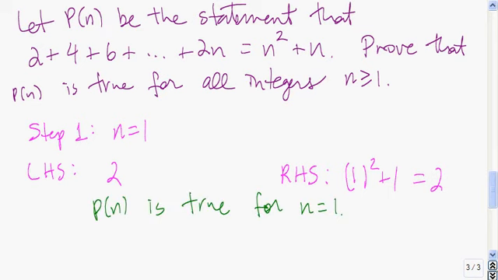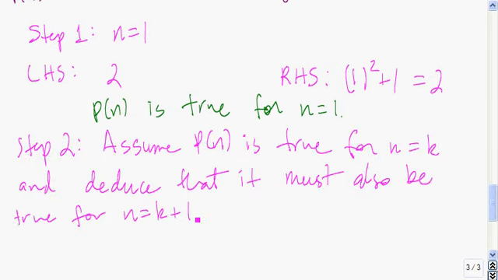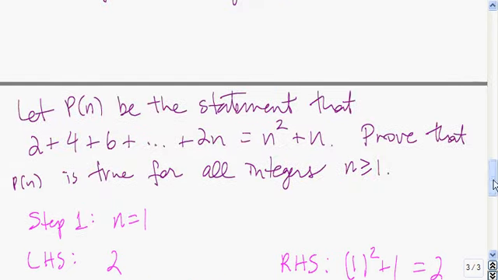Okay, for step 2, we're going to assume that P of n is true for n equals k and show that it follows that P of n is true for n equals k plus 1. Okay, so assume that P of n is true for n equals k and deduce that it must also be true for n equals k plus 1. So if P of n is true for n equals k, that means that if we take our sum and end at 2k, it's equal to k squared plus k.